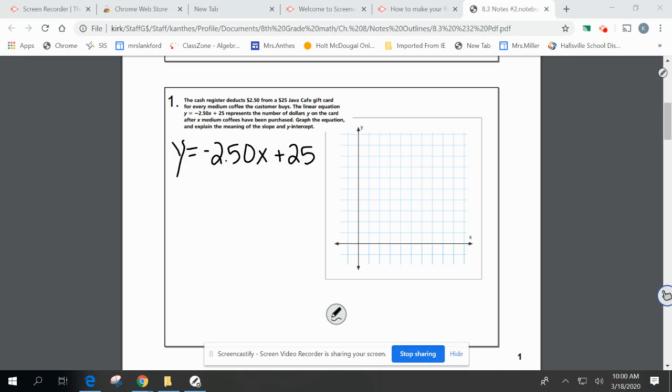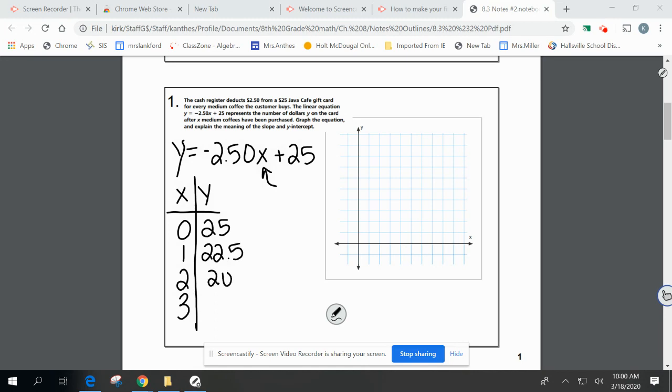You would not want to use any negative numbers because you wouldn't be able to purchase negative coffees. So we'll start with 0 and we'll go up to 3. If you plug this in for x right here, then you are solving a two-step equation. So 0 would leave you with $25. 1 would leave you with 22.5. 2, you would have 20. And 3, you would have 17.5.